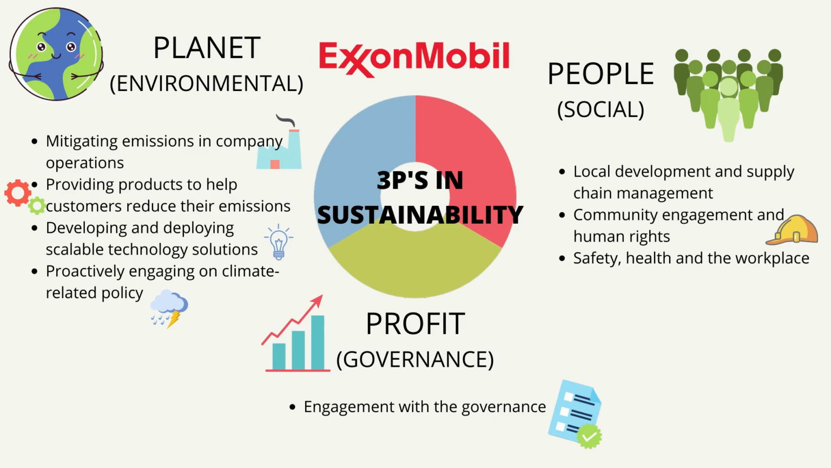The second P is people. ExxonMobil focuses on social aspects through local development and supply chain management, community engagement and human rights, and also safety, health, and the workplace. As for the last P, profit, ExxonMobil focuses on governance by engaging with the governance policy itself.